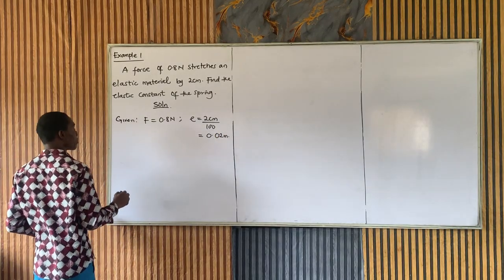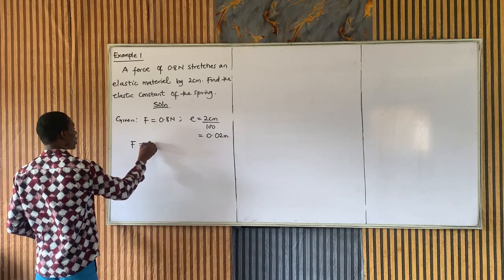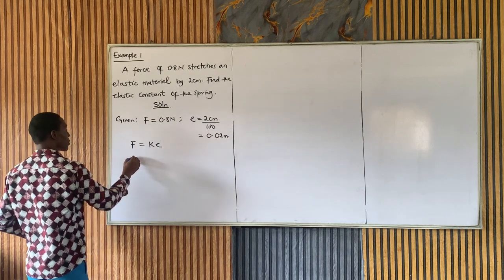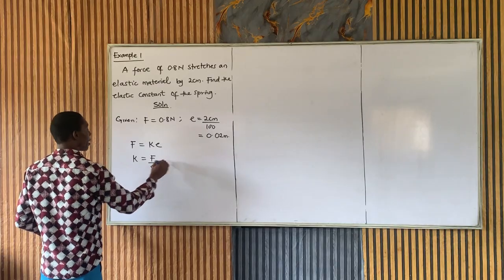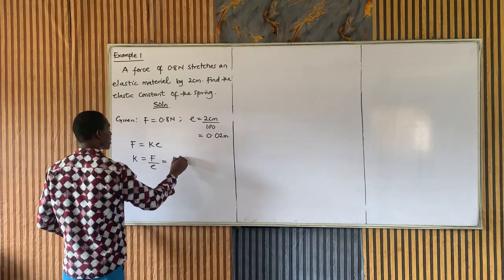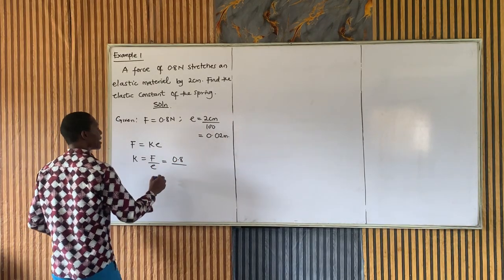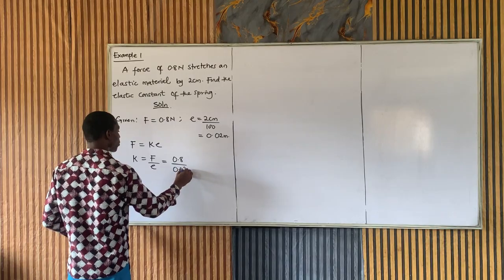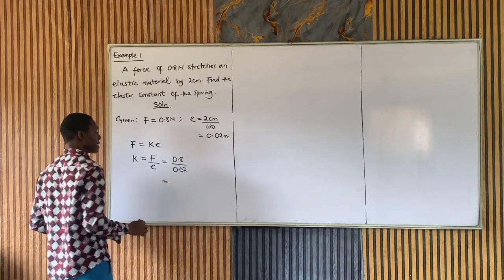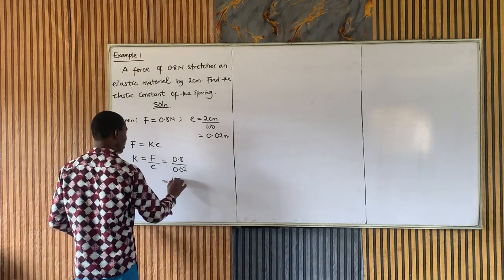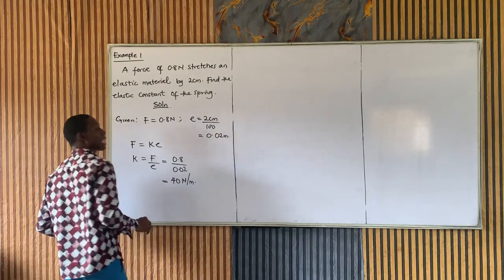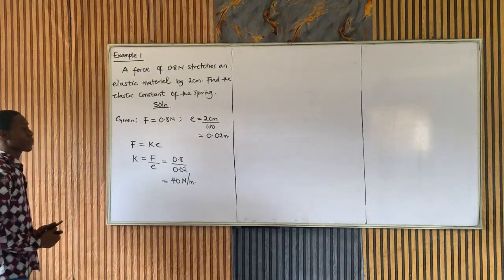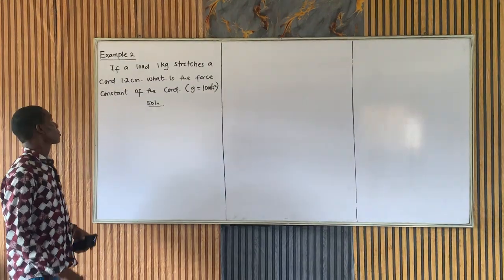And now we have to get the K. So what we simply do here is to say F from our Hooke's law is equal to KE. And so our K will be equal to F over E. The force is equal to 0.8 Newton divided by the extension 0.02. So if we do this, we are going to have 40 Newton per meter. That's our K for this question, our elastic constant.